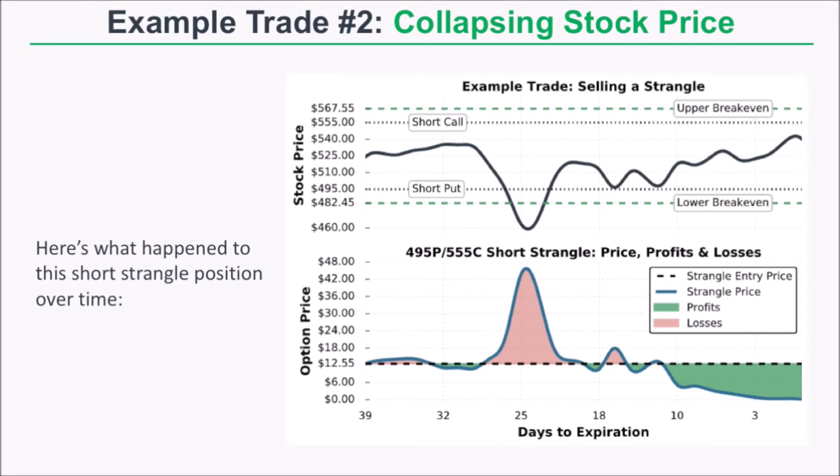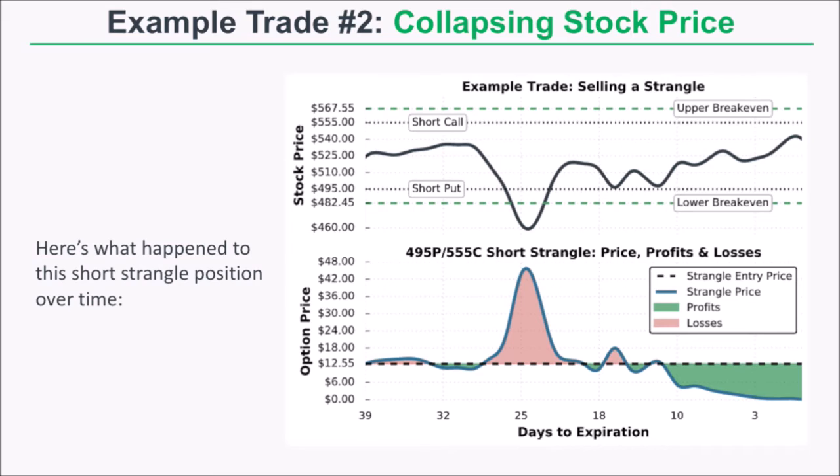So in the top part of the graph, we can see that the stock price actually remains right around $525 for the first week or so. And then the stock price actually collapses to around $460, which is well below our short put strike price of $495. Now when that happens, we can see that the strangle's price increases to around $48.